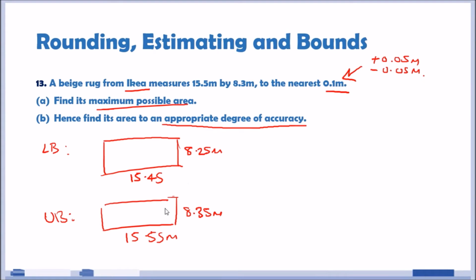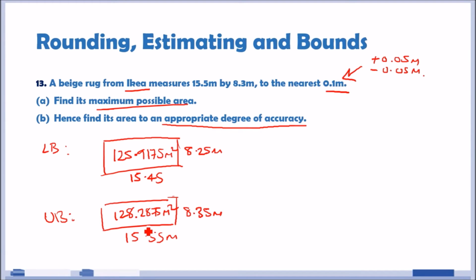Multiplying, because we want a maximum possible area, I want to multiply the upper bounds. So 15.55 times 8.35 should give us 128.2875 meters squared. Cool. And for the sake of completion, doing the other one, the lower bounds, will give us something close. It would actually give us 125.9175 meters squared. Not bad. So it's still quite similar, not too similar, but close enough.